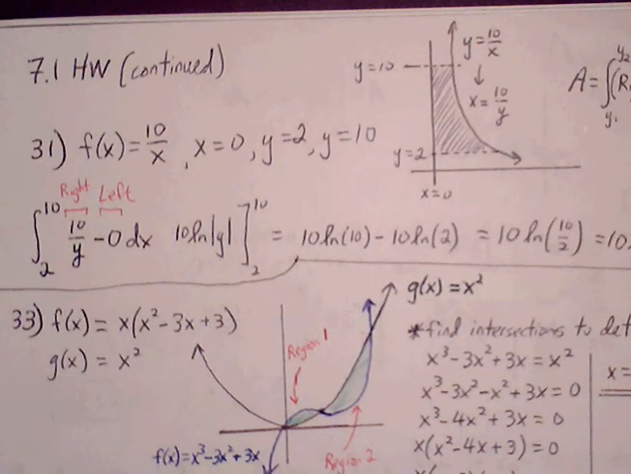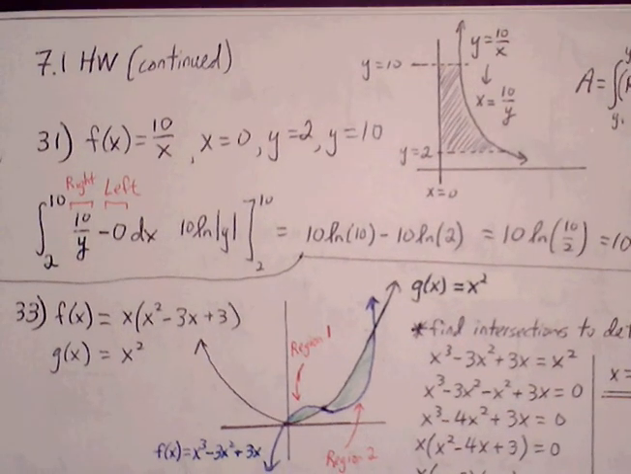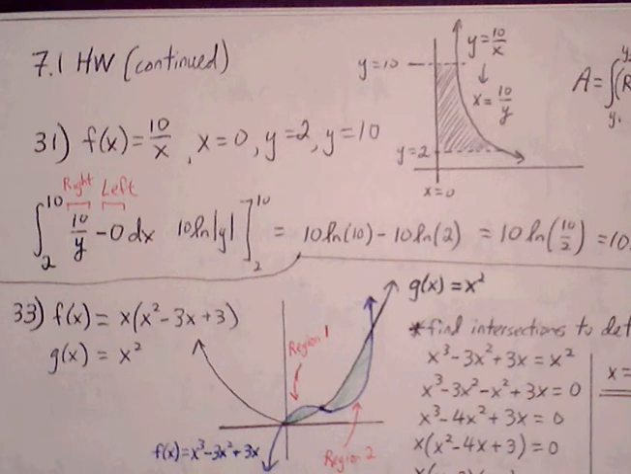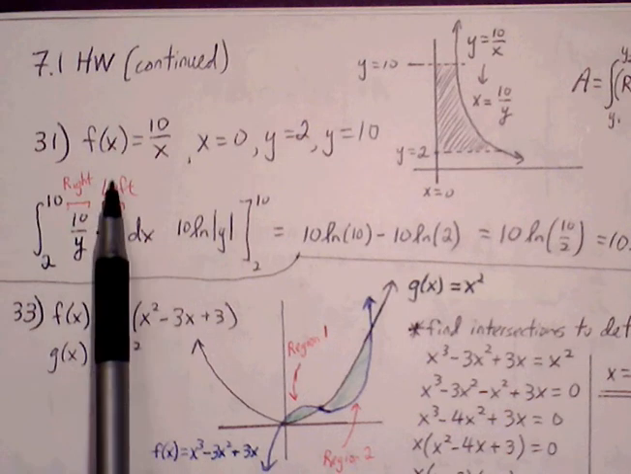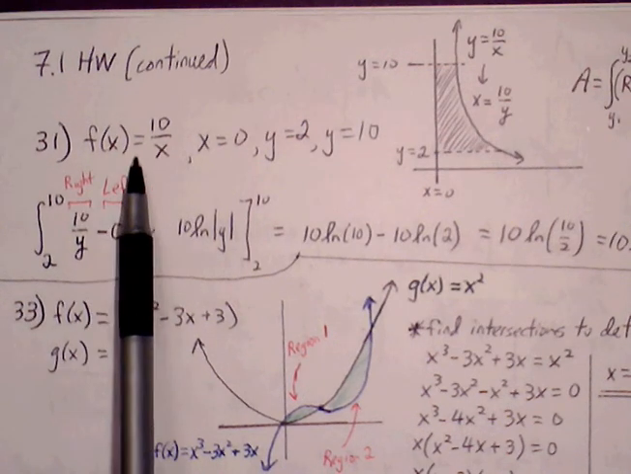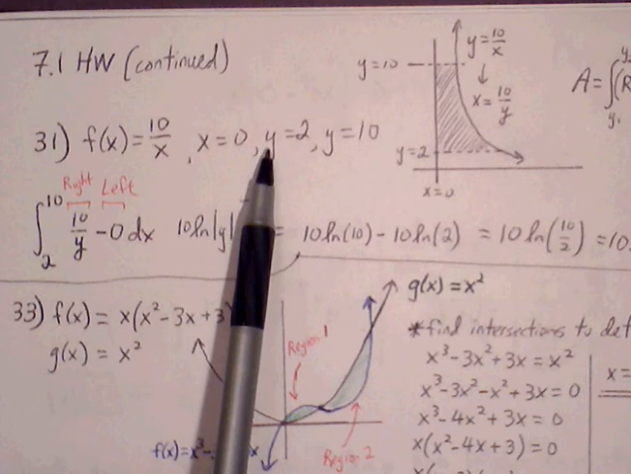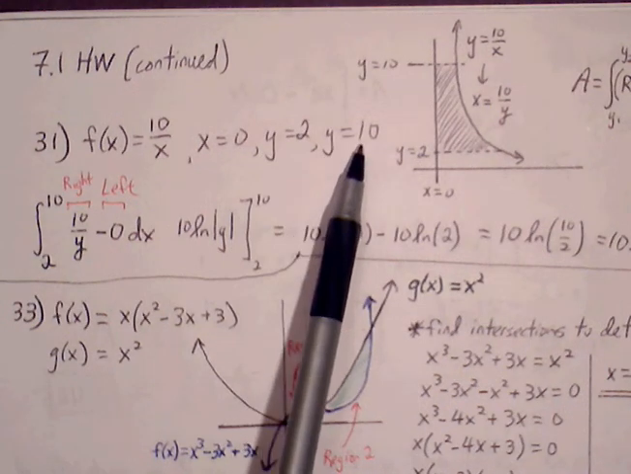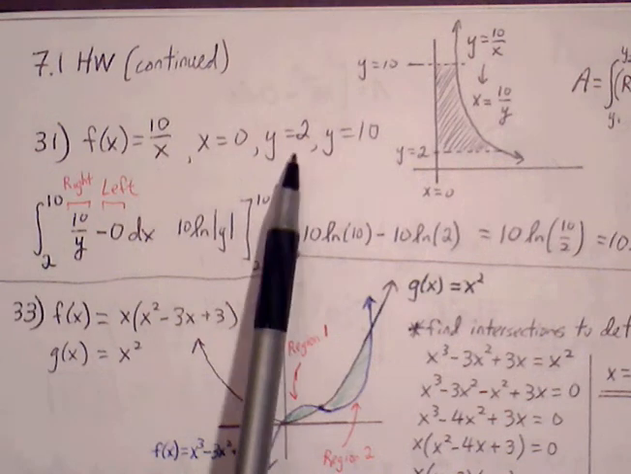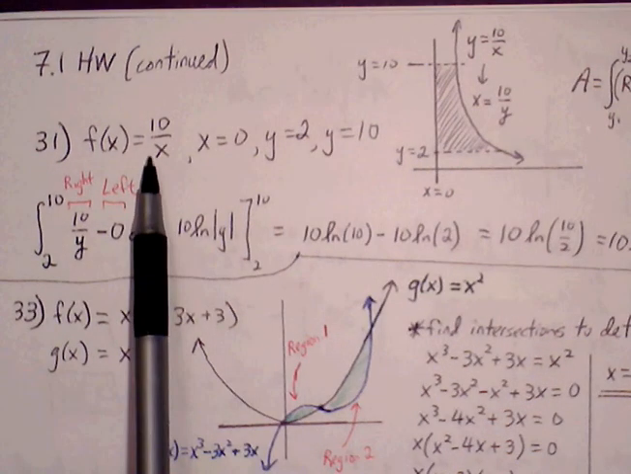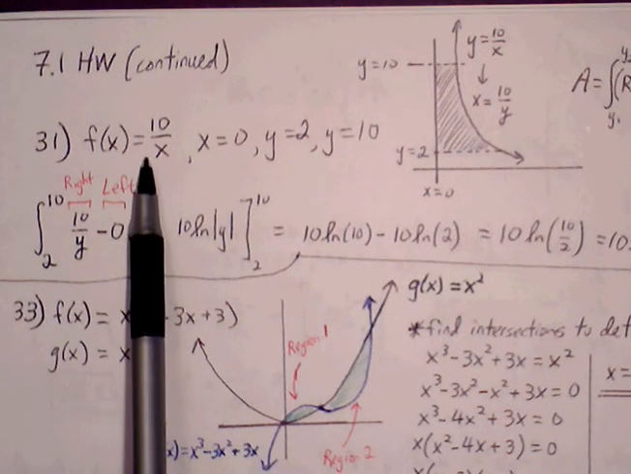Let's continue going through chapter 7.1 homework. I'll go over 31, 33, 35, and 43. So 31, we have our four functions, four equations. We're going to first graph them to see how they look and see if we can identify the shaded region with these lines and graphs as boundaries for this enclosed shaded region.